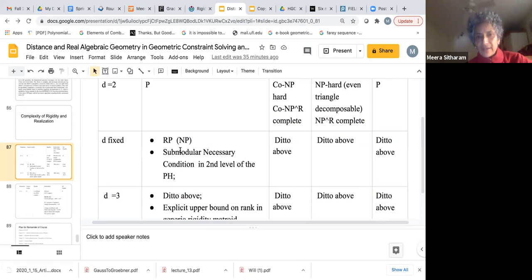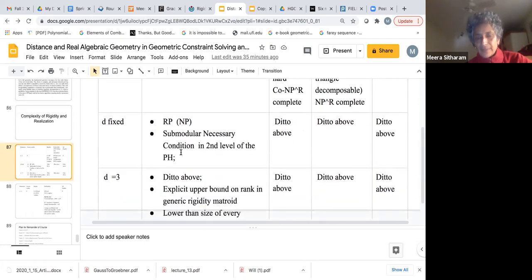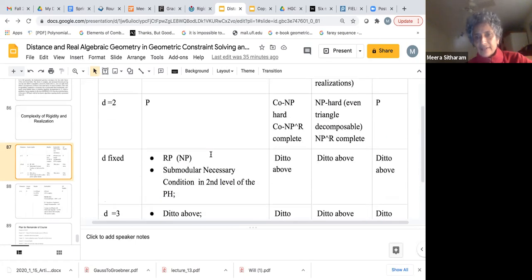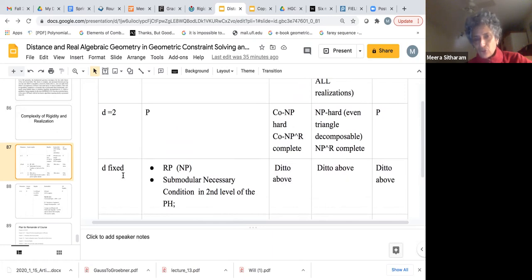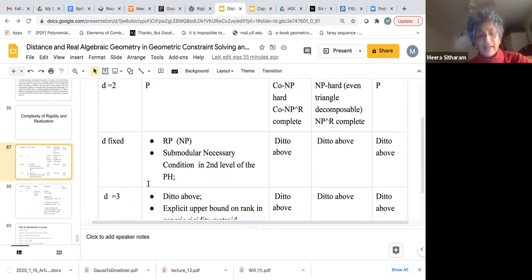This is randomized polynomial, and then rigidity and all that don't really change, exactly the same whether d equals 2 or higher d. You can ignore this for now. Just think of it as RP.